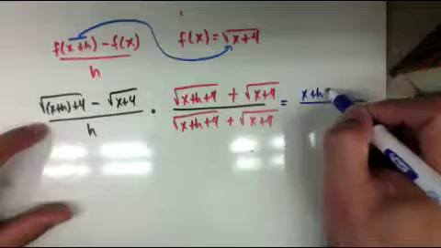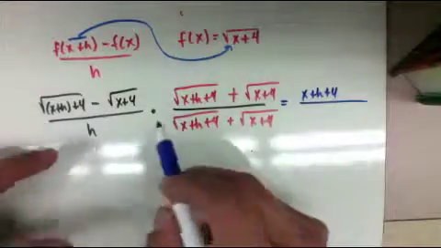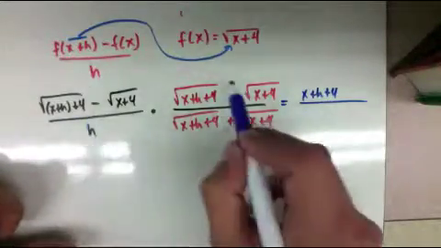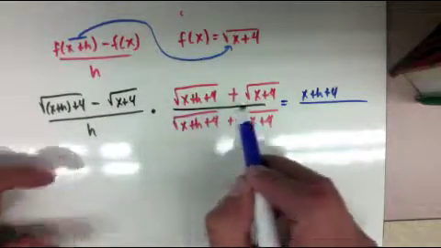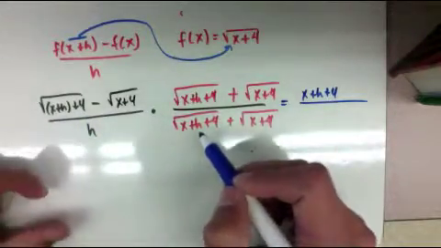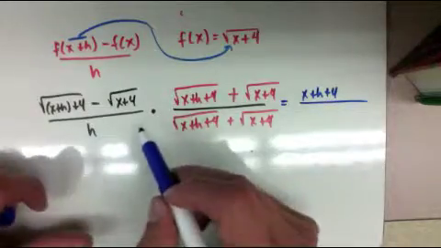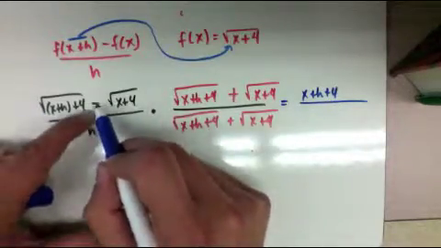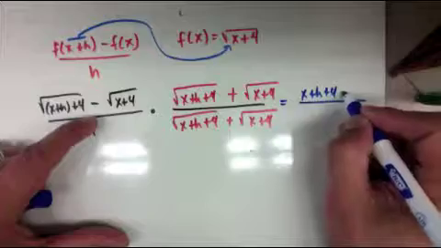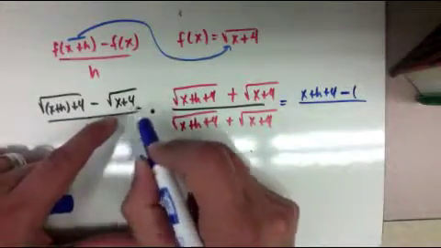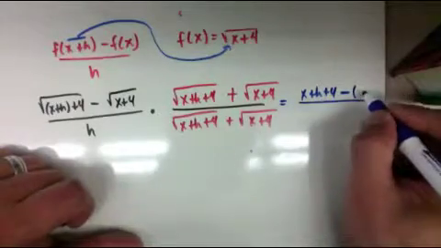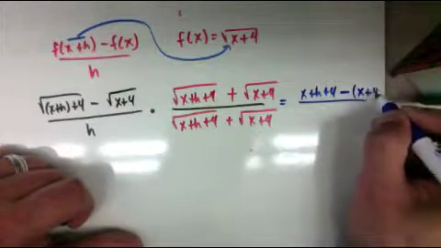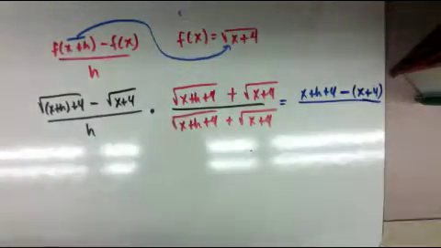X plus h plus 4. Now what happens to the middle part? This is essentially the FOIL method, but when you multiply by the conjugate, the middle simplifies itself out, so you don't need to worry about that. Negative times positive is a negative, make sure you put parentheses, and then we're left with radical x plus 4 times another radical x plus 4. The radicals cancel out and you're left with the inside.